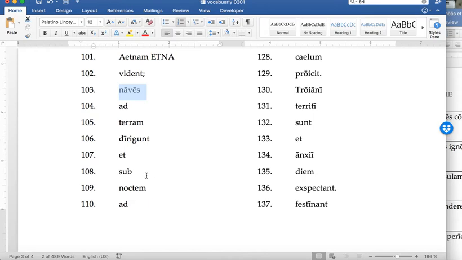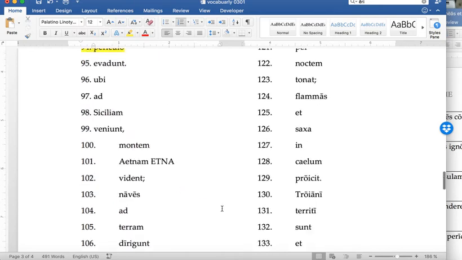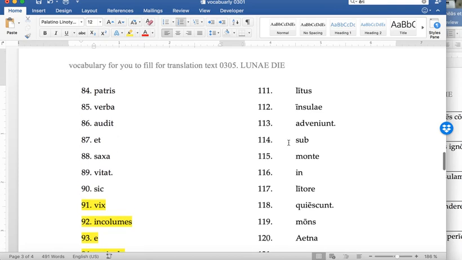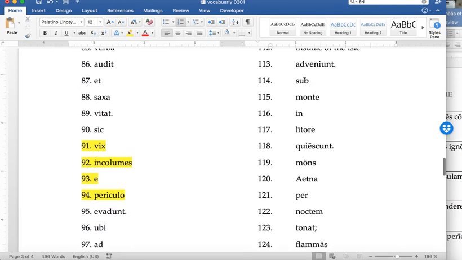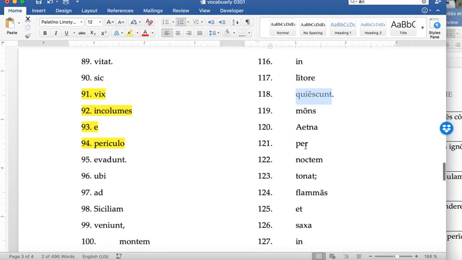Sub noctem, at nightfall, ad litus, to the shore of the island. Adveniunt, they come. Sub monte in litore quiescunt, under the mountain, on the shore, quiescunt, they rest. Mons Etna per noctem tonat. Mount Etna thunders through the night.